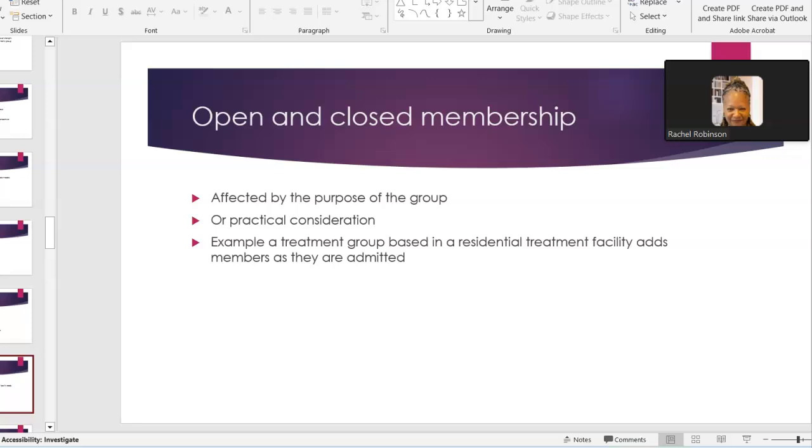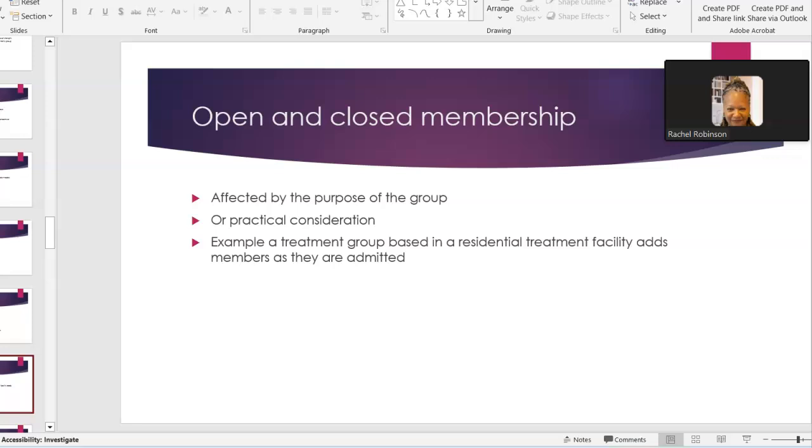You have open and closed membership. So we're still talking about that composition. What does the group look like? We know that open groups are ones that don't have a stop date, that they can continue on, and group members come and go. So there's a flow of group members that come in and out of the group.